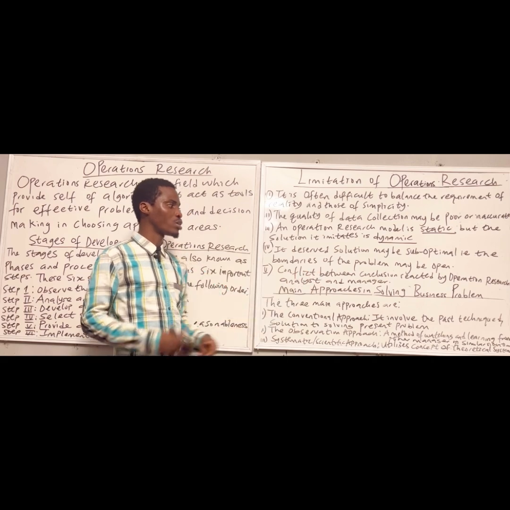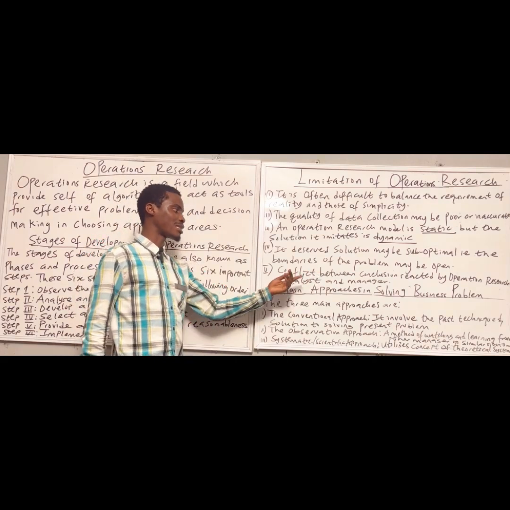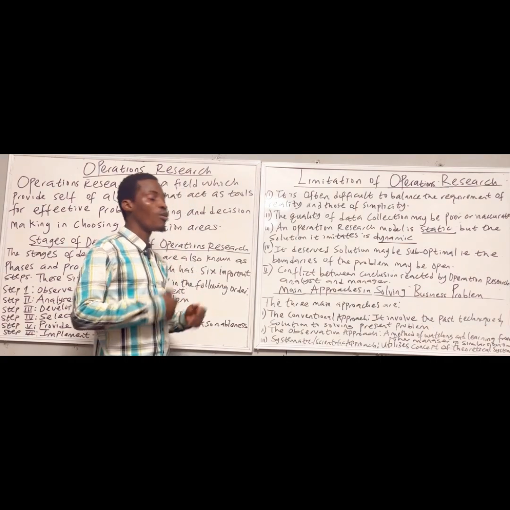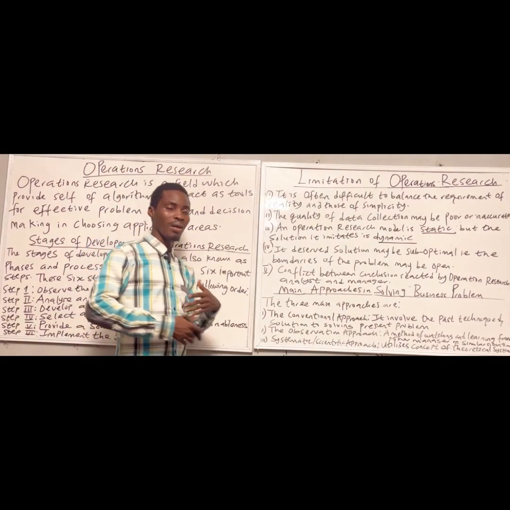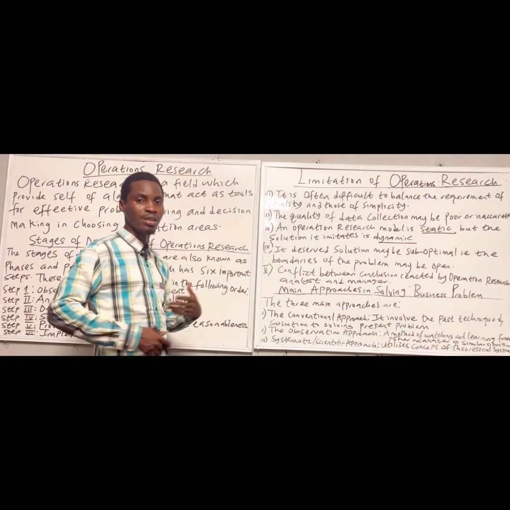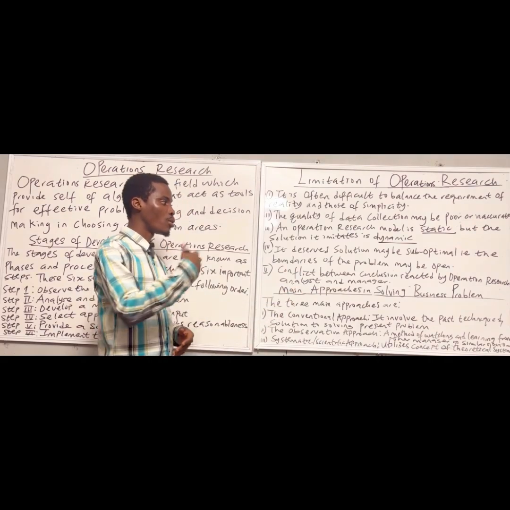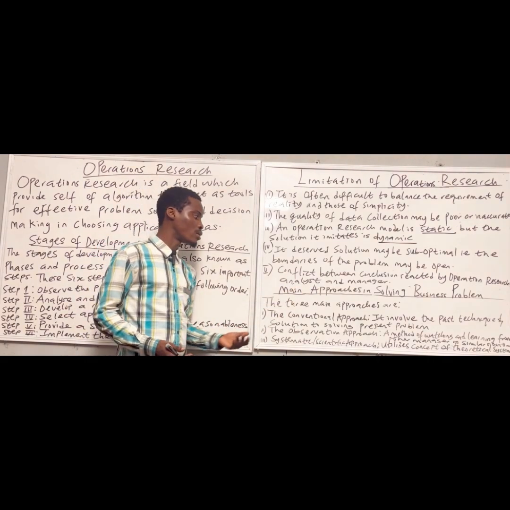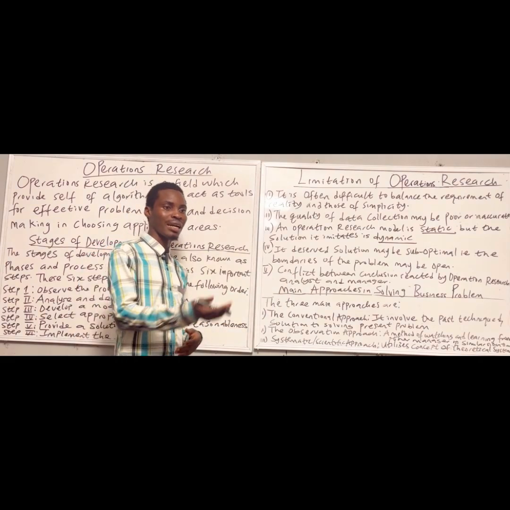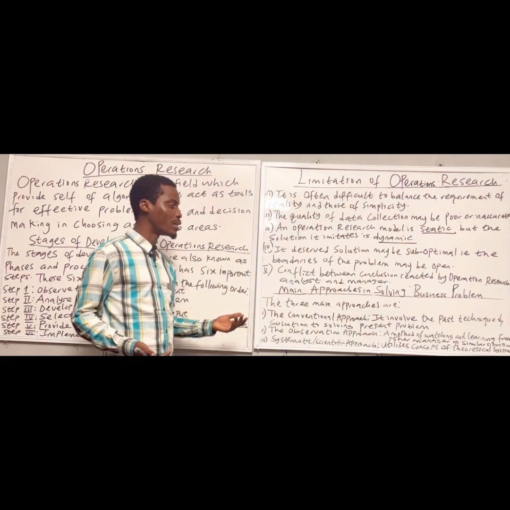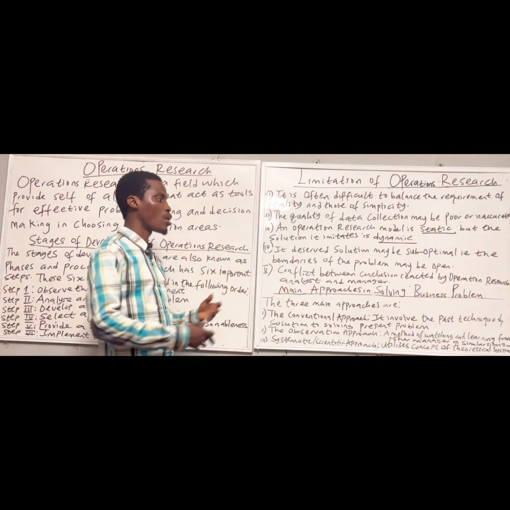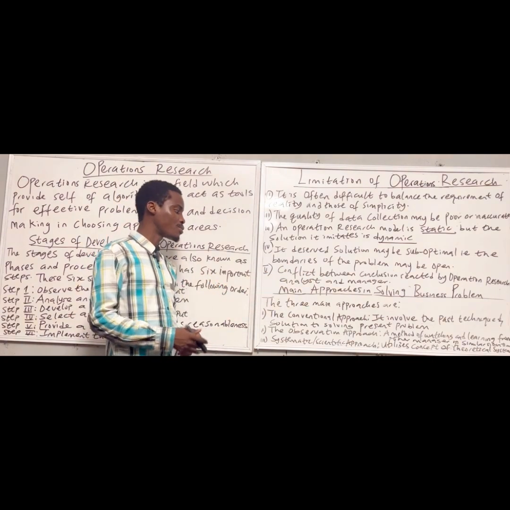Then last is what? Conflict between conclusions reached by the operation research analyst and the manager. This is under operation research. Conflict always occurs and it is always difficult to balance requirements. There will be an issue between the management and the operation research analyst. They will not understand each other very well, so conflict may arise. When conflict arises, it leads to issues between them. So that's why we say conflict between conclusions reached by the operation research analyst and the manager.